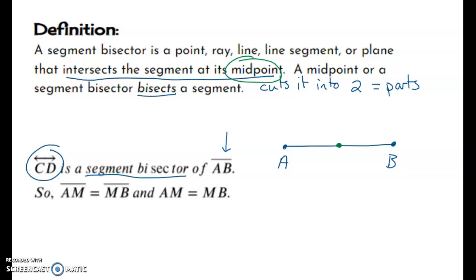So I'm going to put a point where I think it's in the middle. And CD, it said, was a line. So I'm going to draw a line going through the midpoint. Now I need to call it CD. So I'm just going to go ahead and call that C and put another point on the line and call it D. And so that's my segment bisector, and it's cutting this into two equal segments. I'm going to go ahead and draw that on there.